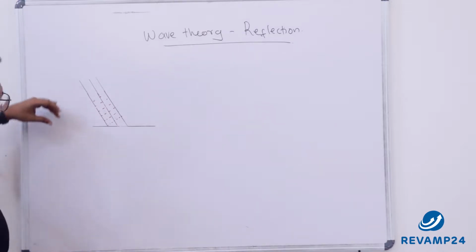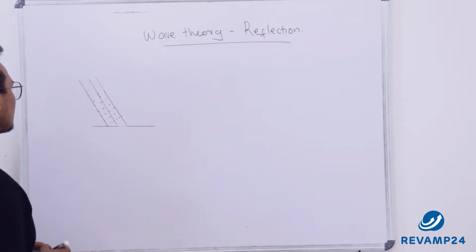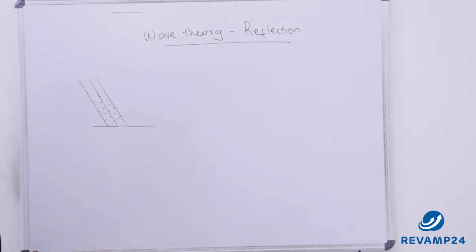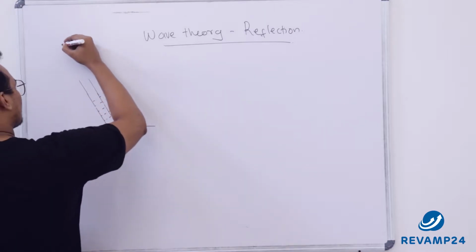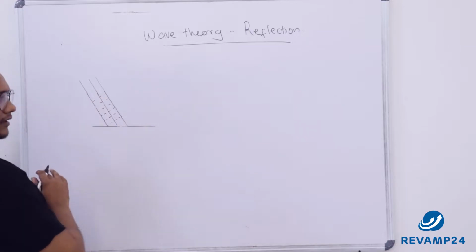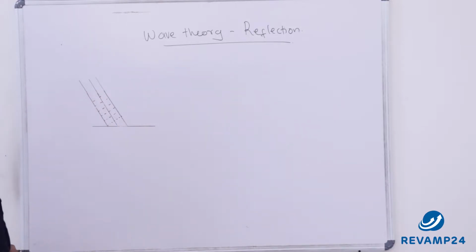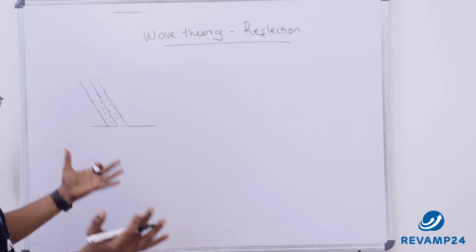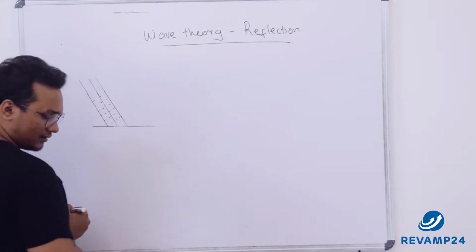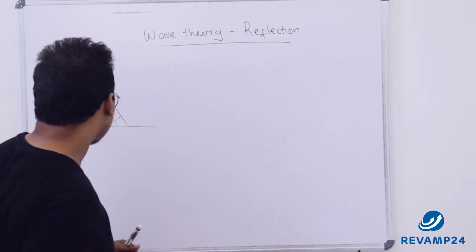Now we have an incident ray in this way. These are incident rays. Now, in wave theory, we will say that from a source, the wavefront is being propagated in all the directions, right? So, in the case of a point source, it would be a spherical wavefront. Now, these are the wavefronts. The red color lines are the wavefronts.